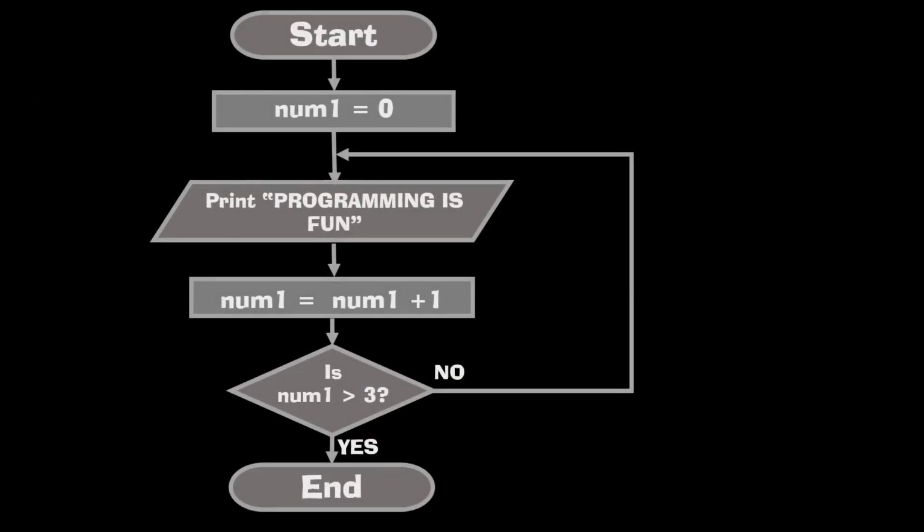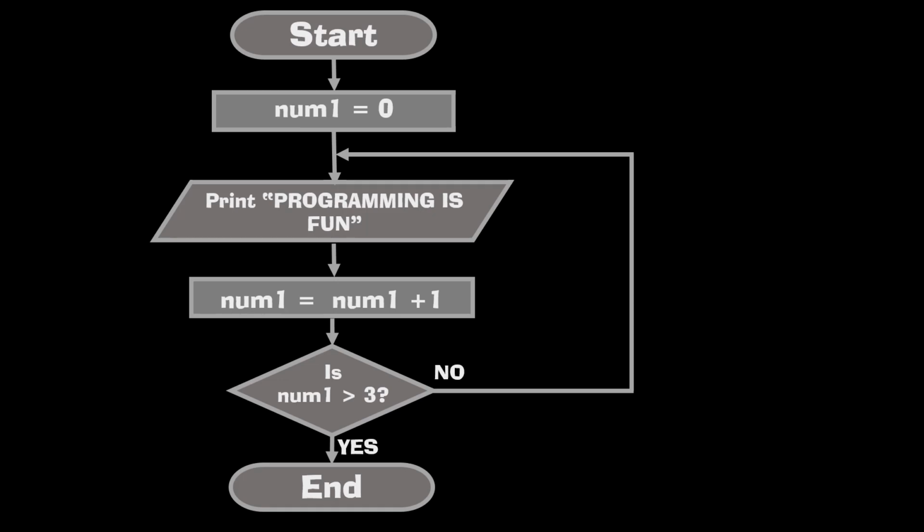Now the second one, the repeat until loop. On screen, I have shown a flowchart for this loop also. You can see we are getting a variable here also, and first we are printing programming is fun, telling it to add a number to the variable, and then we are checking whether the number is greater than 3. If the answer is yes, then the program will end. If the answer is no, then the program will repeat the statements I have provided.